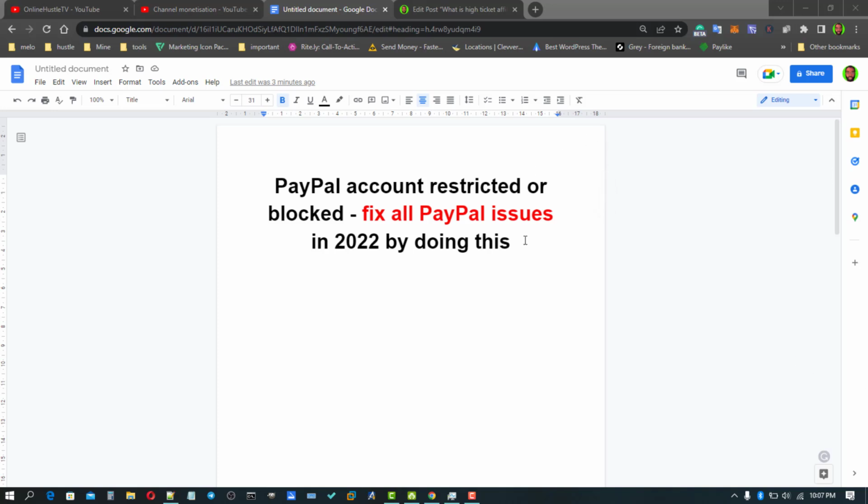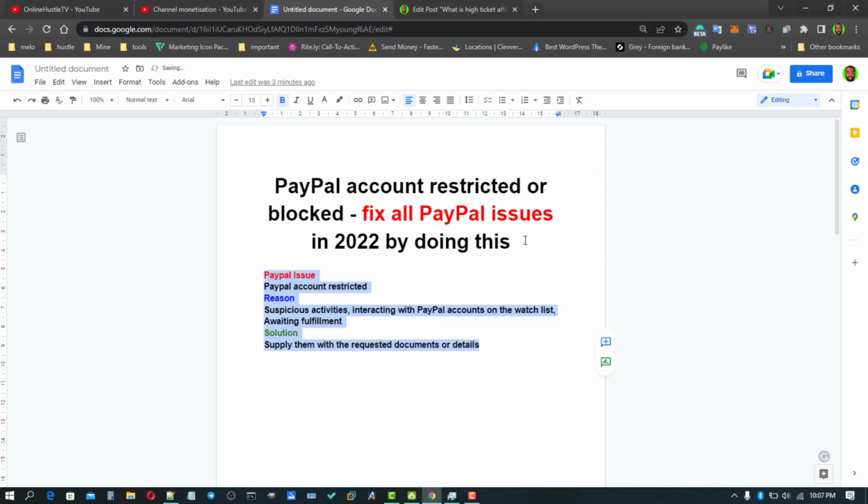So from what we can see in front of us right here, the first thing is that probably your PayPal account has been restricted, right? This could be because PayPal suspects your activities. Probably you've engaged in something that infringes on the policies of PayPal, and if you do that, PayPal is going to restrict you. If you also interact with an account that has been restricted by PayPal, PayPal is going to restrict you too, because probably you are an accomplice or something like that.